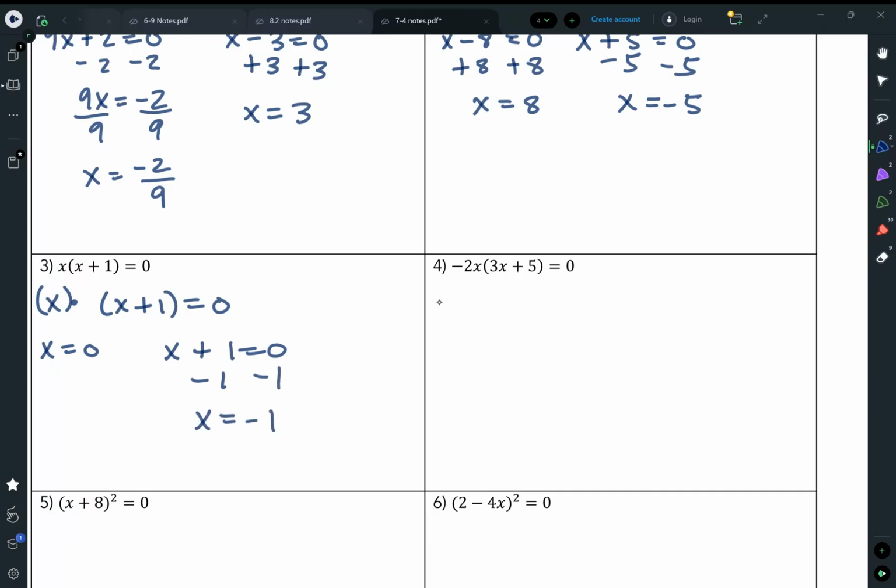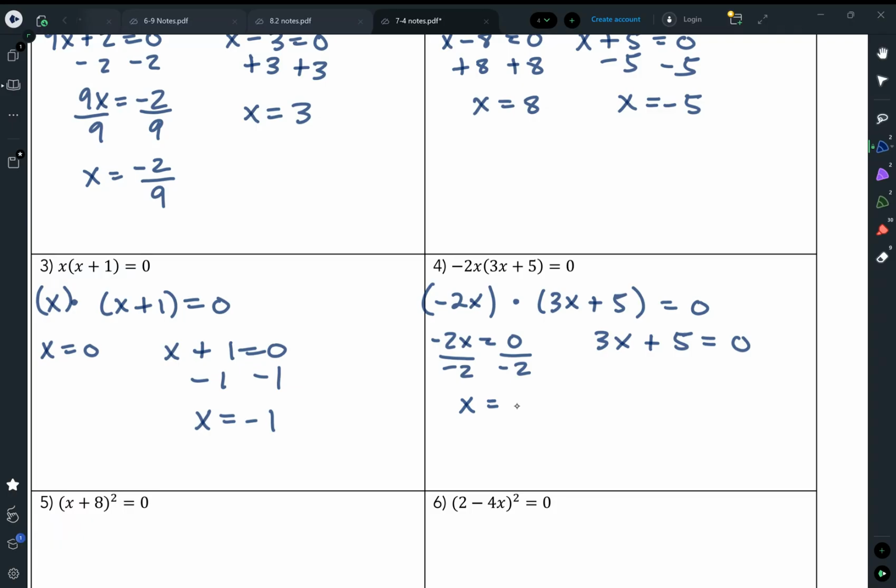Same thing on the next one. When I look at this, I see a negative 2x being multiplied by that 3x plus 5. And so my two factors are the negative 2x and the 3x plus 5. So either negative 2x equals 0 or 3x plus 5 equals 0. So the first one I would divide both sides by negative 2. X equals 0 divided by negative 2 is still 0. Second one we would subtract 5, and then we would divide by 3. So we get x is equal to 0 or x is equal to negative 5/3.